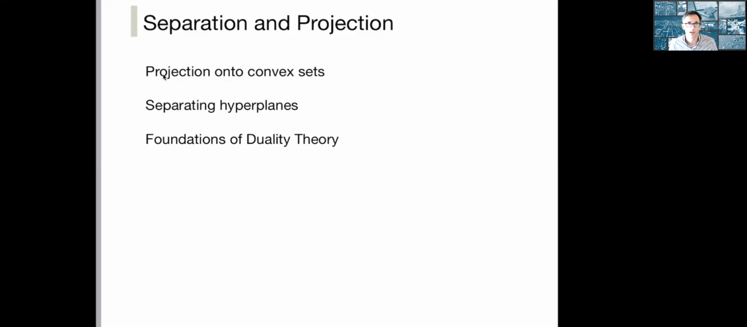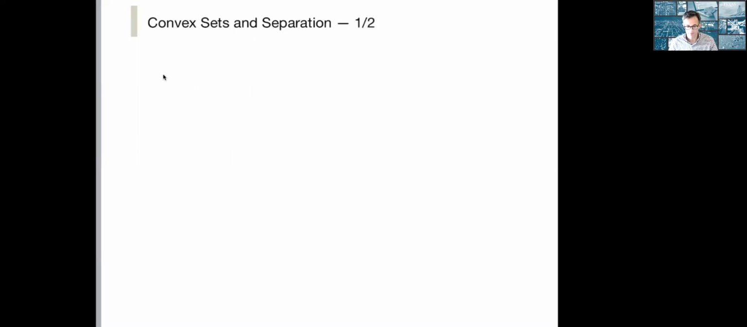In another lecture, we'll then use the separation result to prove theorem of the alternative, which is essentially equivalent to strong duality for linear programming. But let's get started with what we have here. First, we're going to give a geometric result about convex sets. The idea is best illustrated by a picture.